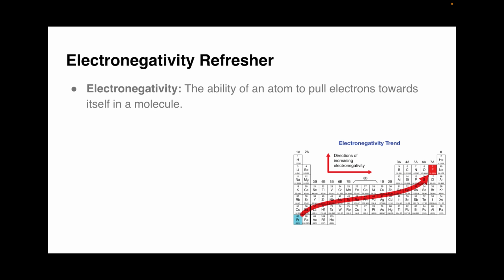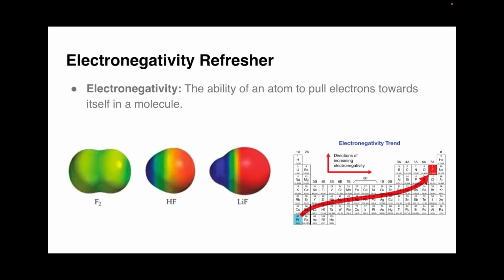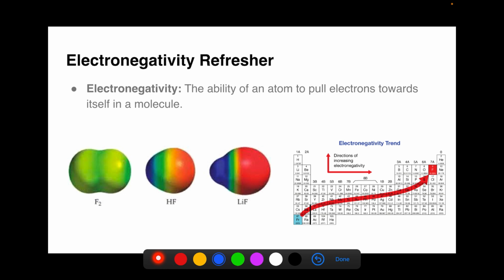Recall that electronegativity is the ability of an atom to pull electrons towards itself in a molecule. Generally speaking, electronegativity increases as you go up and to the right on the periodic table, with fluorine being the most electronegative element. Looking at three examples of molecules containing fluorine, we see that when fluorine's bonded to itself, because two fluorine atoms will have the same electronegativity, the electrons are equally shared. Therefore, you get no net positive or negative charge in the molecule. You have an even distribution of electrons.